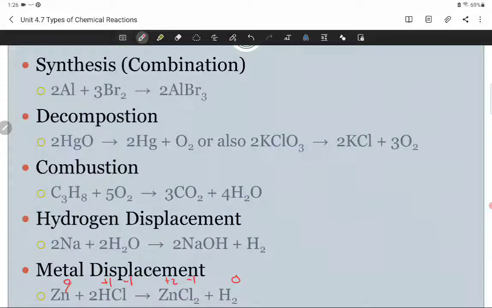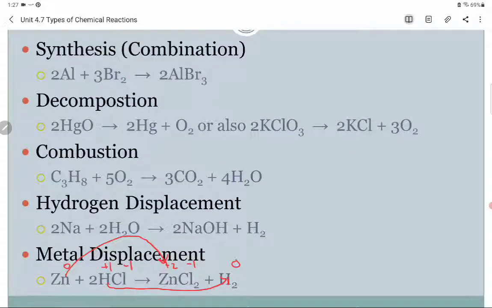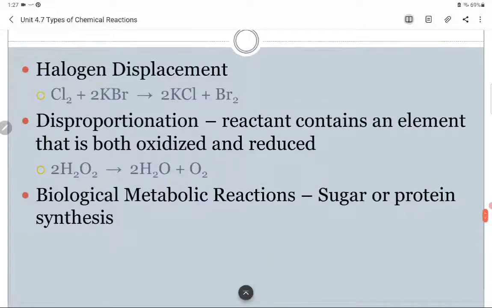So zinc goes from 0 to +2. That's one of our half reactions. And it looks like hydrogen goes from a +1 to 0. That's our other half reaction. So the zinc is being oxidized, it's losing electrons, and the hydrogen is gaining electrons. A couple other ones of these. We won't get into the biological reactions. You can visit those if you take some organic at Pine Richland, or if you take organic or biochemistry or some biology courses in college.